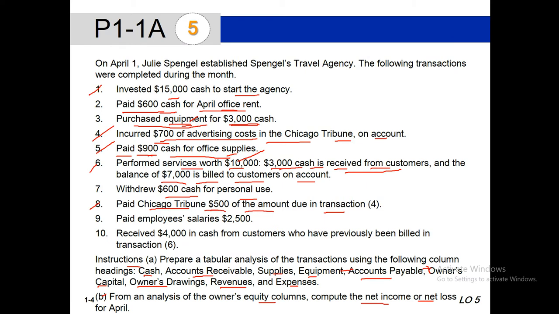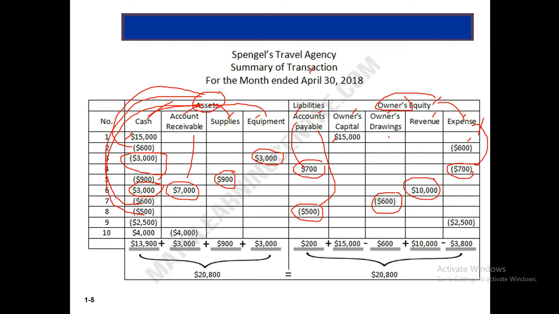Now transaction 9, paid employees' salaries 2,500. You know that with this payment our asset cash will be decreased and our owner's equity will be decreased due to the expense category. So here our cash will be decreased 2,500 and owner's equity expense category 2,500.